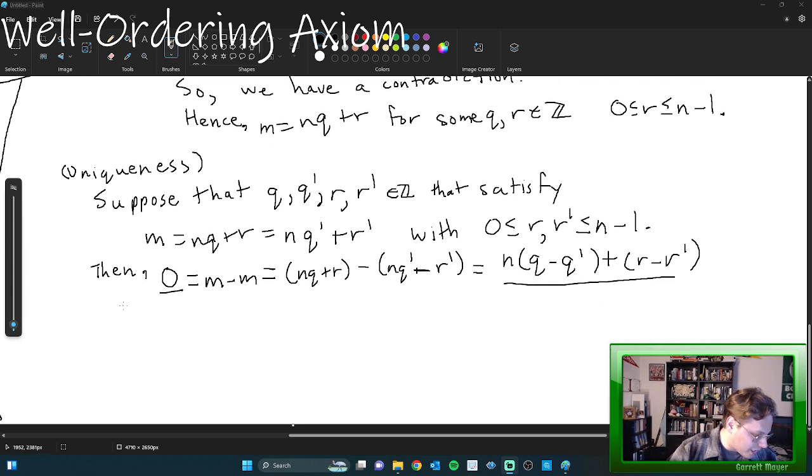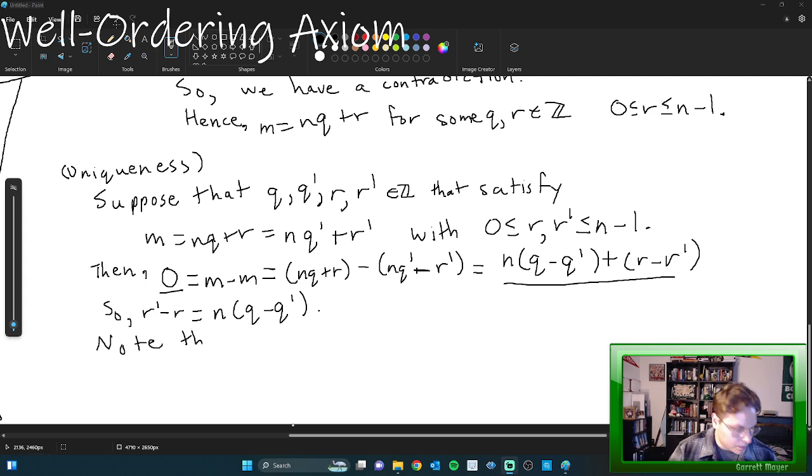So with this, what we get from here is r minus r prime equals, so we're going to subtract from both sides, which is going to flip those two terms around, equals n times q minus q prime. So next, what we can do, I'm going to run out of space here. But first, let's note that r prime minus r is less than or equal to r prime, which is less than or equal to n minus 1, which is less than n.